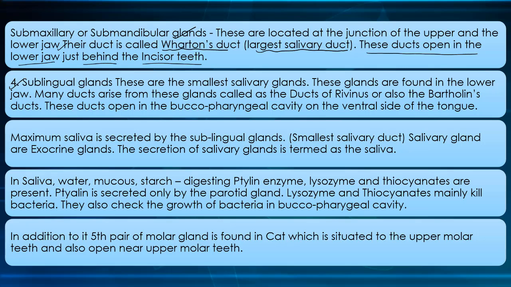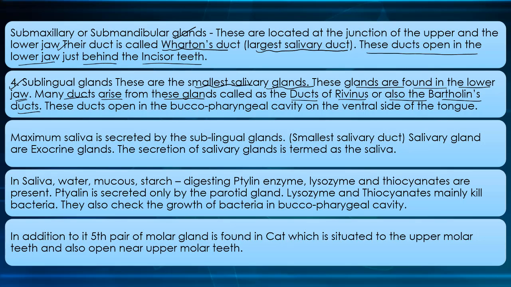Then the sublingual glands are the smallest salivary glands. These glands are found in the lower jaw. Many ducts arise from these glands, called the ducts of Rivinus or also Bartholin's ducts. So there are many ducts arising from these glands, and these ducts are known as the ducts of Rivinus or ducts of Bartholin.